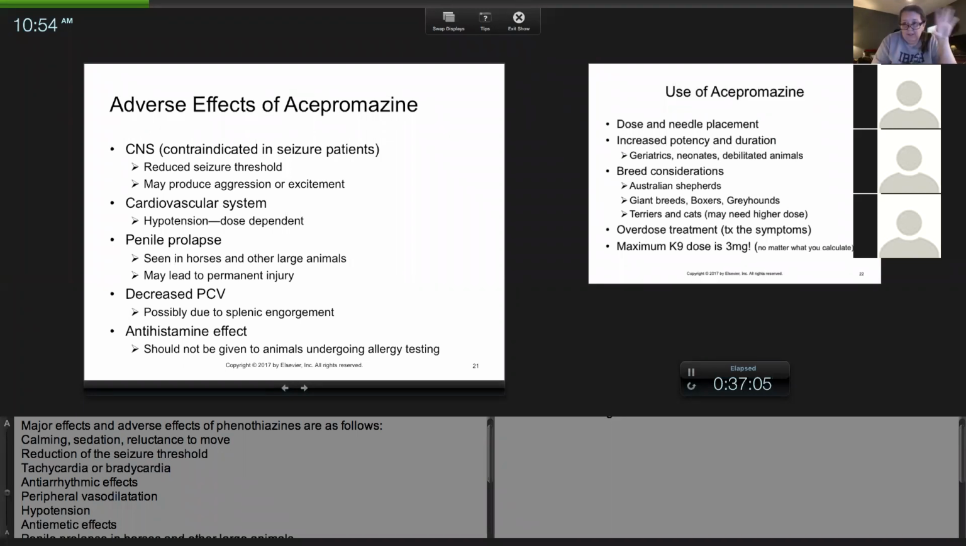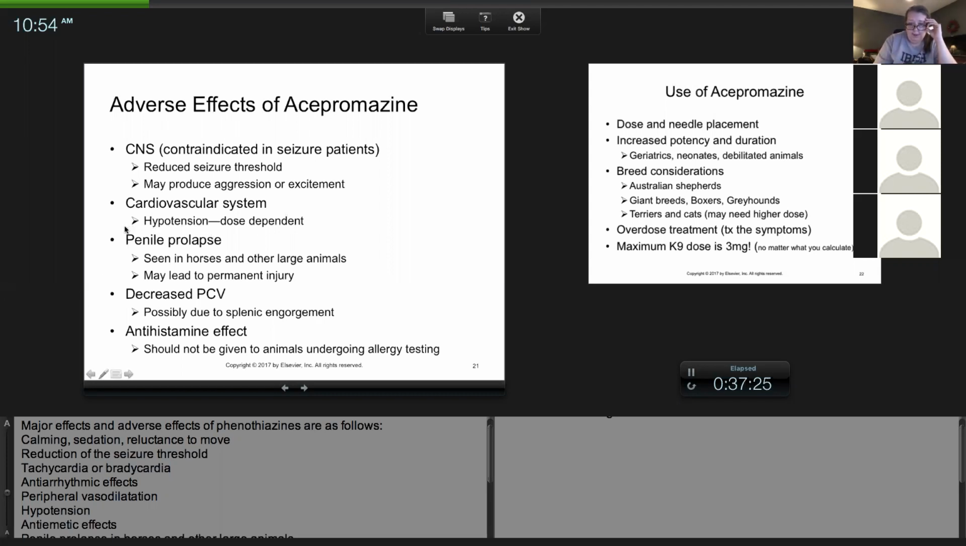That's not a reason not to give it. You want to warn clients, because when they go home and give this and they see this, it might be at midnight and they're home by themselves and they're like, oh my God, is this normal? They might not be able to call you. So I always give them a little rundown of what to do, what to expect.